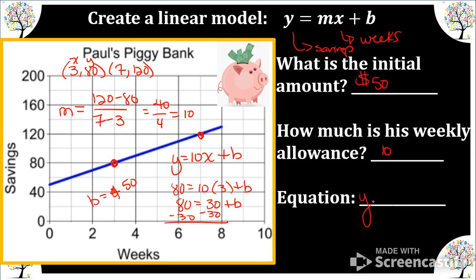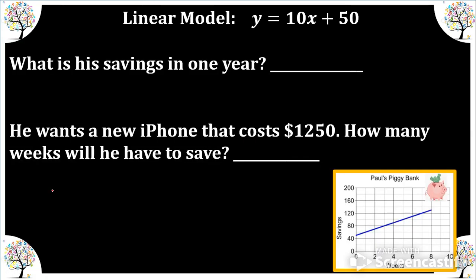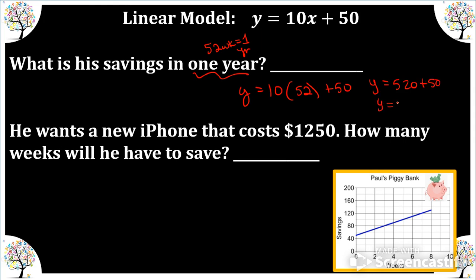So we put that all together. So $10 each week plus the 50 he starts with. What is his savings in 1 year? So it's asking for savings, that's why we need to plug in weeks for X, but it's asking for a year. So there are 52 weeks equals 1 year. So we're going to plug in 52 for X, and we get 520 plus the initial amount, and we have a total of $570.